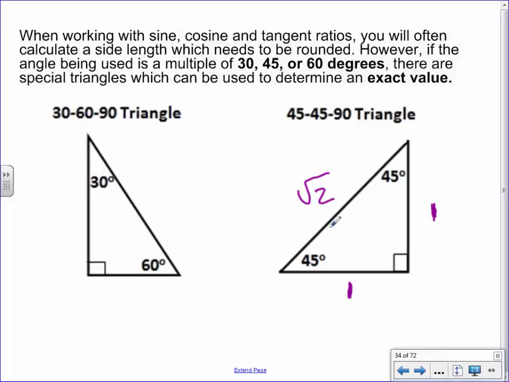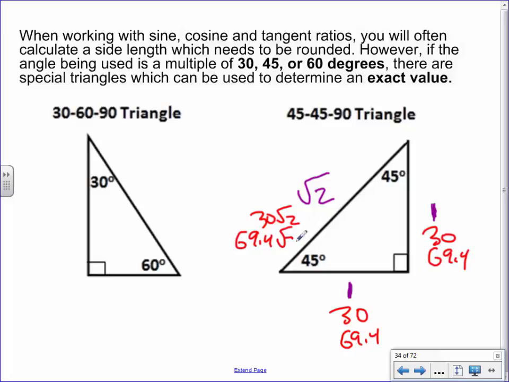Well, what would happen then if this triangle was not 1 and 1 and root 2? What if this side here was 30? Well, then this side right here would also be 30. This side over here would be 30 root 2s. I just upscaled everything by 30. If this side over here was 69.4, then this side over here would also be 69.4. This side over here would be 69.4 root 2s.